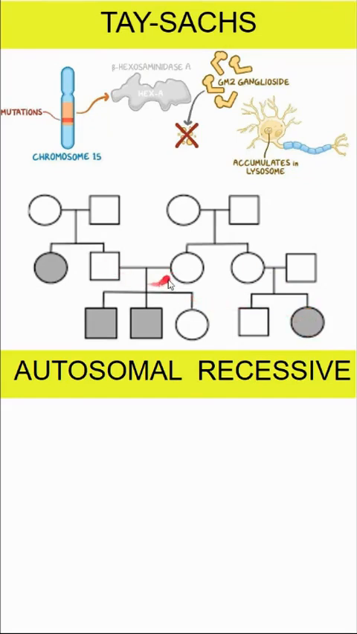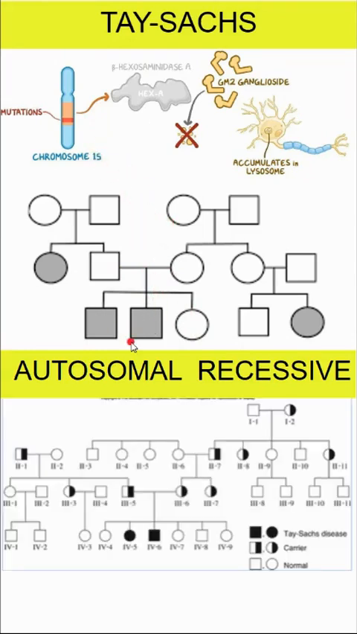Again, here's that same example. These would be heterozygous individuals. So not all of their children are going to have it, because they could pass on the dominant allele and not have it. However, if they both pass on the recessive allele for this broken protein, their children would have the disease.